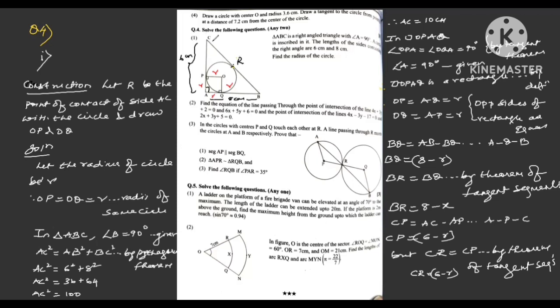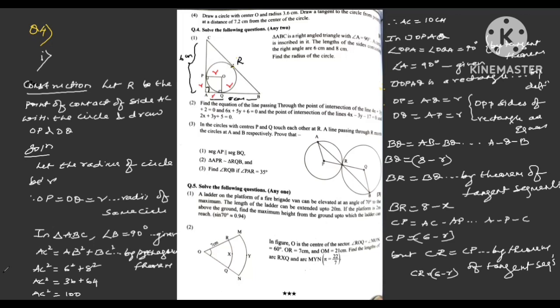Now you know BR, you know CR. But both of them together make BC, and BC is 10. I got it by the Pythagoras theorem. I'm so sorry, children, I couldn't see this.